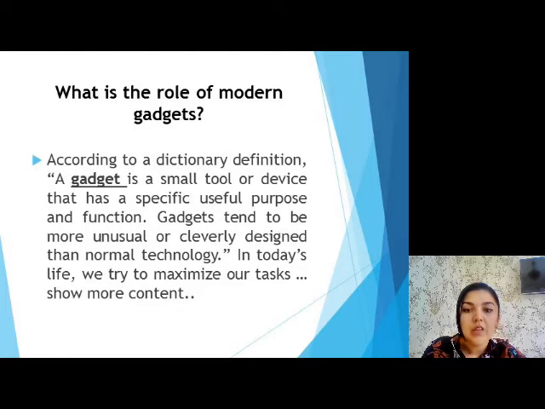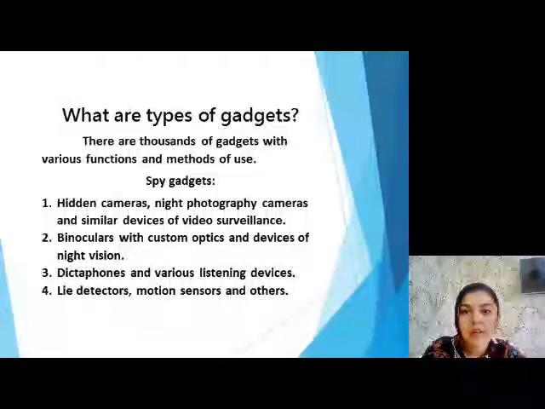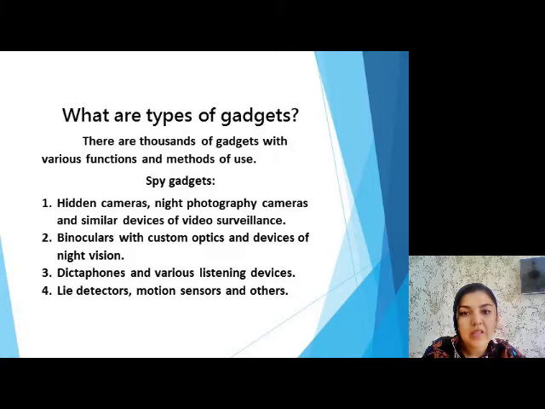In today's life, we try to maximize our tasks. What are types of gadgets? There are thousands of gadgets with various functions and methods of use. Spy gadgets, for example: hidden cameras, night photography cameras, and similar devices for video surveillance. Binoculars with custom optics and devices of night vision. Dictaphones and various listening devices. Light detectors, motion sensors, and others.